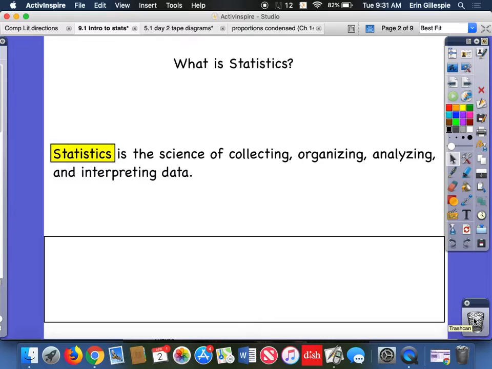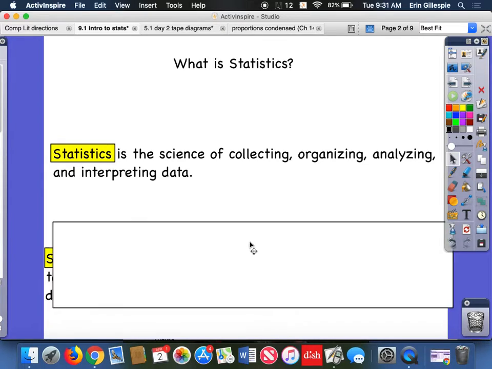Statistics is the science of collecting, organizing, analyzing, and interpreting data. So statistics are gathered a lot of times with sports, grades. A lot of businesses gather statistics about their sales, their expenses, things like that. So it's used in a lot of different areas of life.